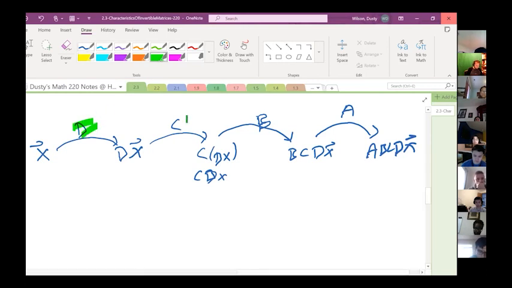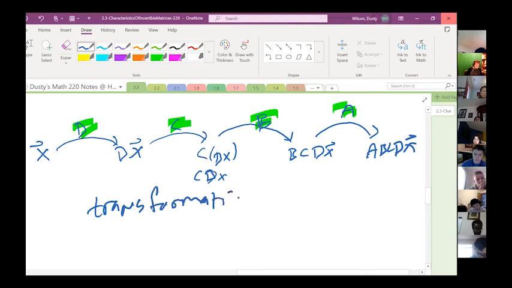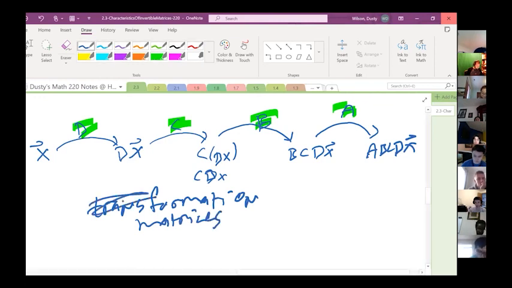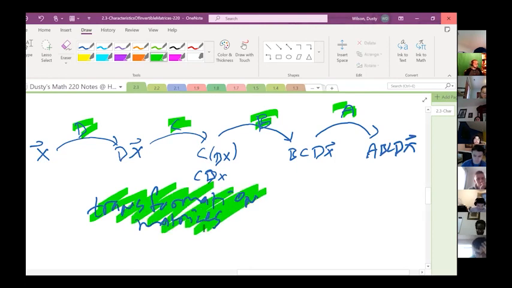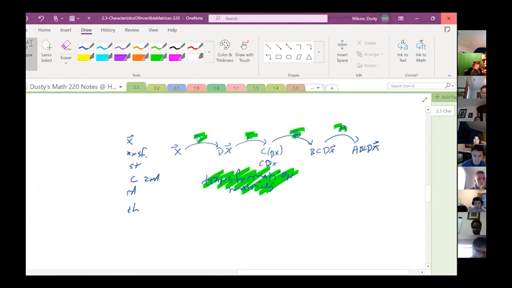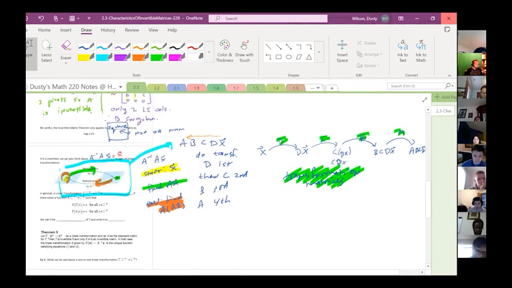These fellas here, these are all linear transformations. Those are your transformation matrices, and you run them from X to the DX to the CDX to the BCDX to the ABCDX, something like that. Keep going.